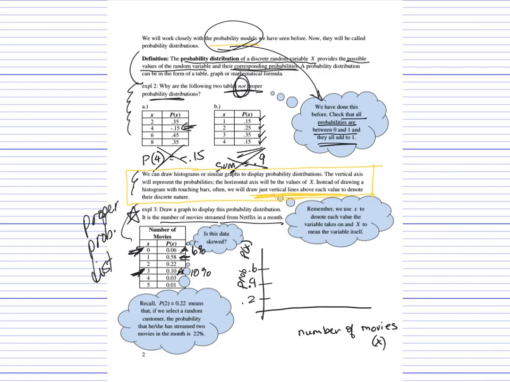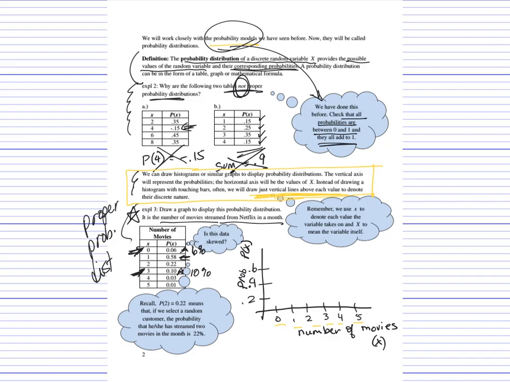And for the number of movies, I'm going to offset the 0 like we did on bar graphs so that it doesn't get obscured in the vertical axis. Then I've got my number of movies, 0 through 5, labeled there. And simply put, I'm going to draw a single vertical line above each one of these number of movies numbers to indicate the probability.